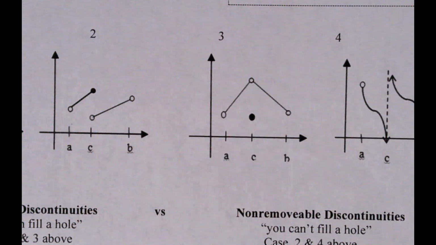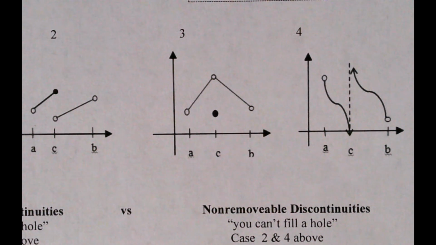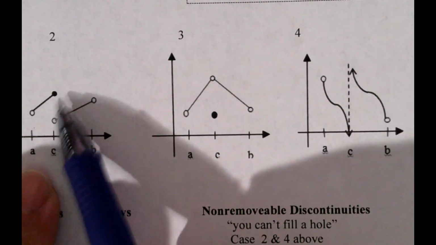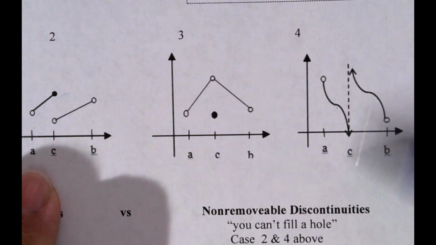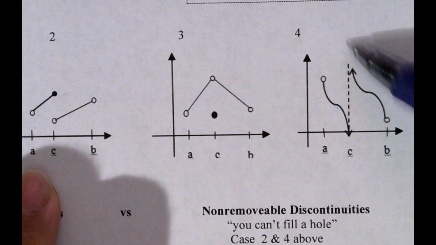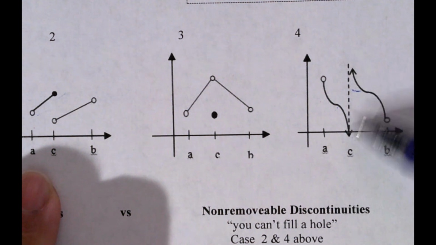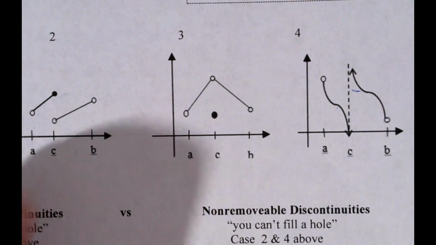A non-removable discontinuity are examples 2 and 4. There's a big break here. No way to connect those two. And number 4, this one's going to negative infinity, positive infinity, or they could both be going to positive infinity. If there's a vertical asymptote, it's a non-removable discontinuity.